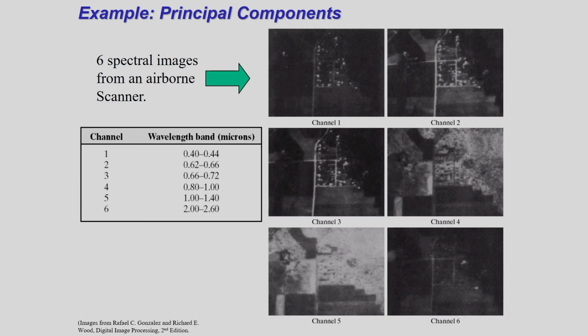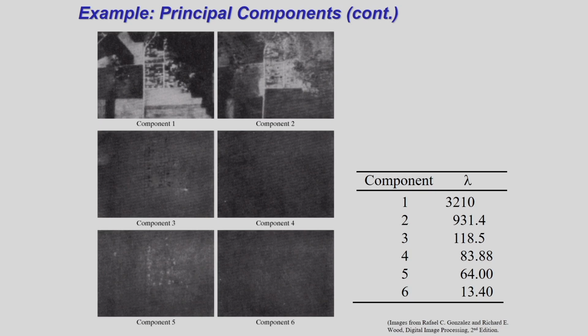Here I am considering 6 images corresponding to 6 spectral bands. So I am considering the 6 spectral bands, channel number 1, channel number 2, up to channel number 6. So you can see I have the images corresponding to all the spectral bands, channel 1, channel 2, channel 3, channel 4, channel 5, channel 6. So I have 6 images, and from this I can apply the Hotelling transformation, that is the KL transformation.